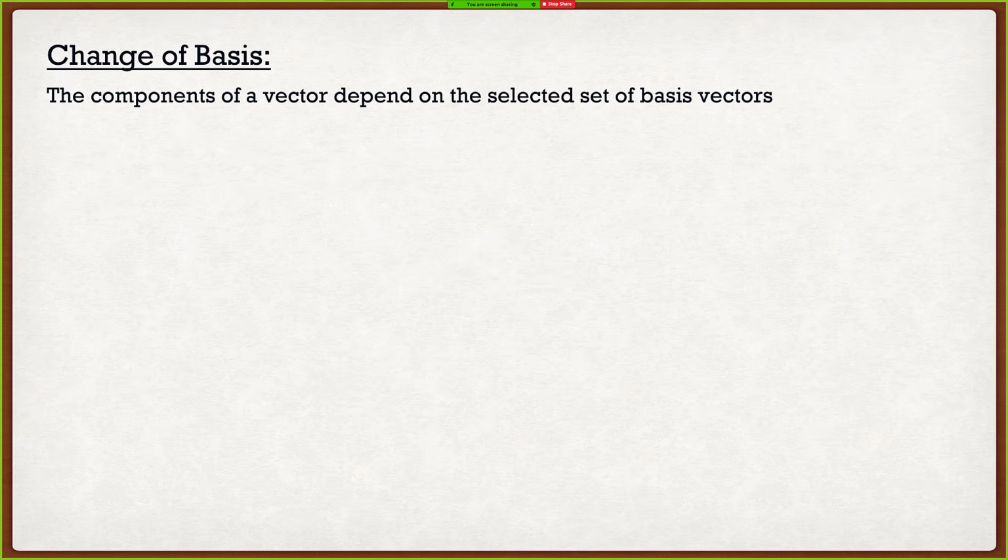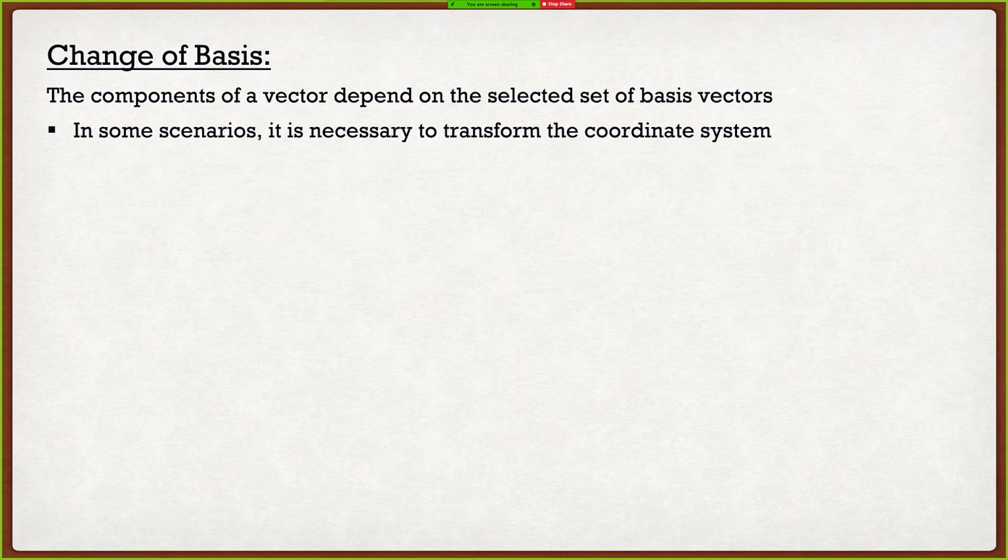So, the components of a vector depend on the selected set of basis vectors. Normally we pick 1, 0, 0, 0, 1, 0, and 0, 0, 1. But as I showed you guys, we can actually pick different sets of orthonormal basis. And in some scenarios, it's actually necessary to transform the coordinate system, like I said. We'd like to pick example 1 with the 1, 0, 0, etc., but sometimes we actually have to change it depending on the example.